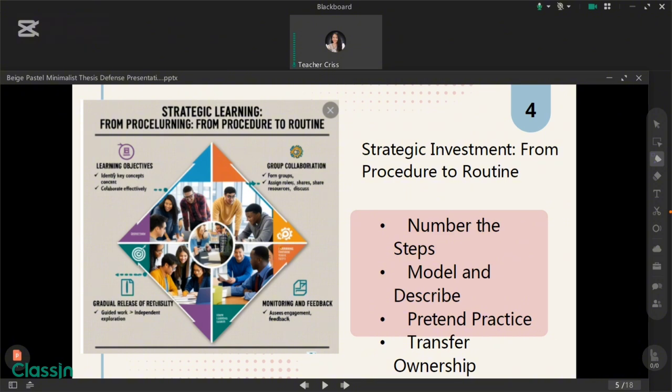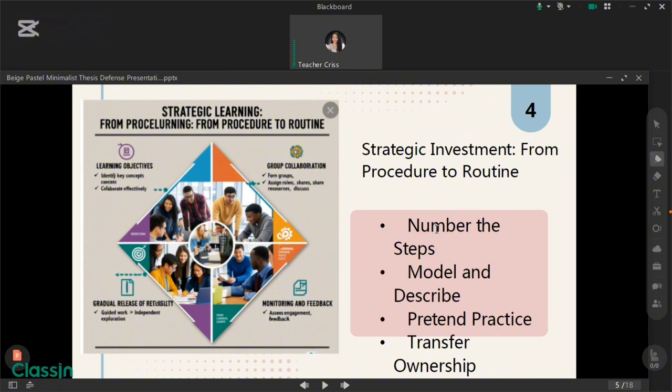Okay, so let's have a recap. Of course, number one, number the steps. What is number one? What is number two? Model and describe. Okay, do an acting. Next one is pretend in practice. Actualization with the students, of course, and transfer ownership.